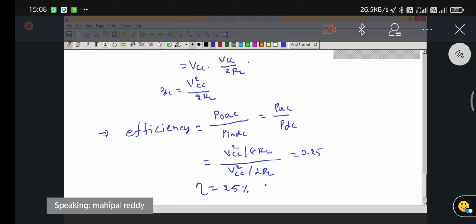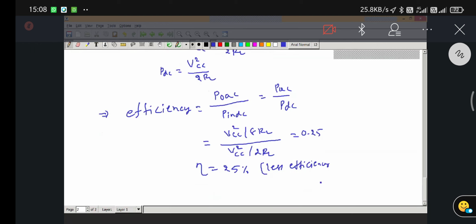It is the less efficient. So we're getting the less efficiency. We're getting the less efficiency for class A power amplifier. It means what? 25% means what?